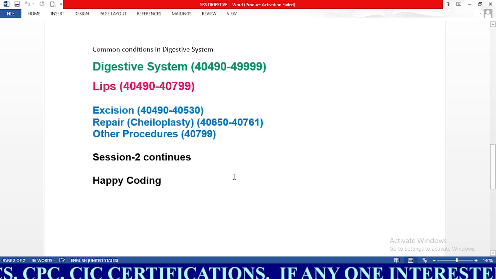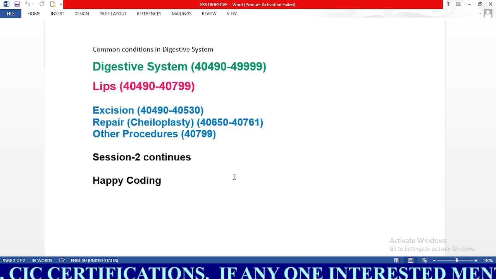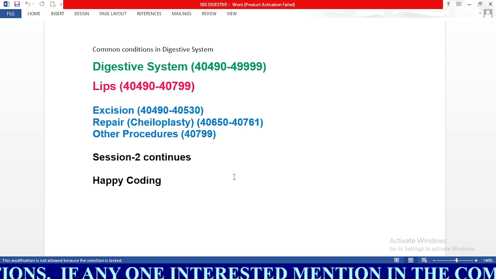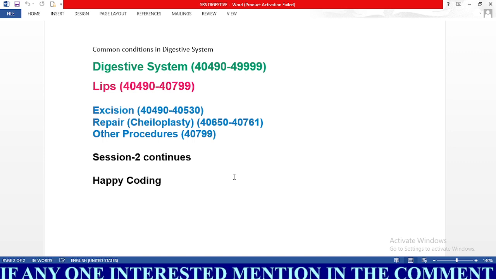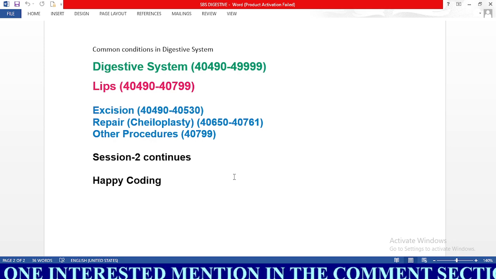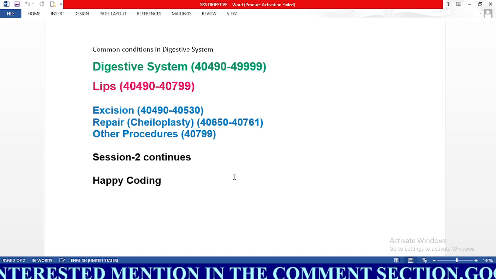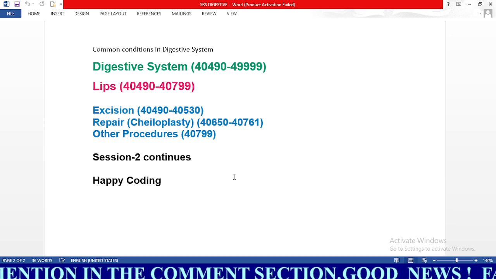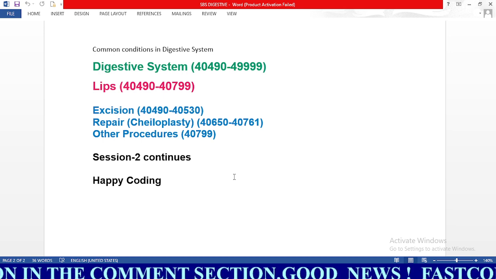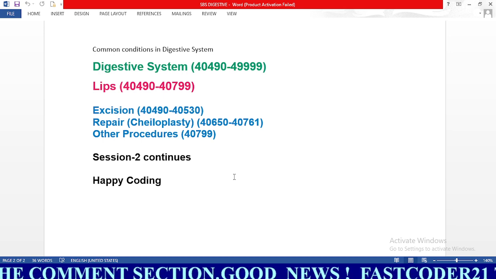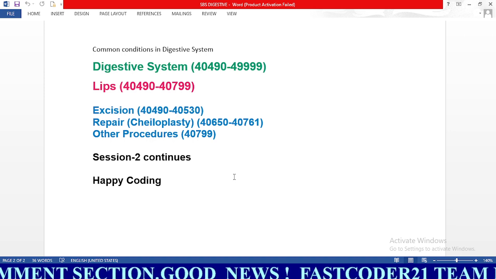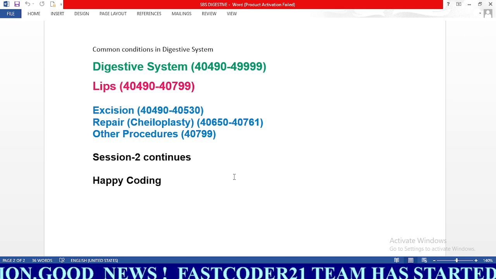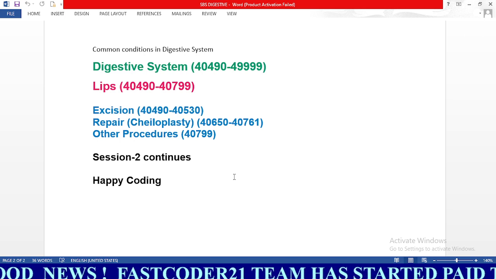40490 is for biopsy of lip. In order to find abnormality, the physician will do a biopsy of the lip. And what is 40500? Vermilionectomy, which we usually call lip shave with mucosal advancement. Here the physician will shave the lip and advance the mucosa. Next one is 40510, which is excision of lip, transverse wedge excision with primary closure. 40520 is V-excision with primary direct linear closure. 40525 is for full thickness reconstruction with local flap.